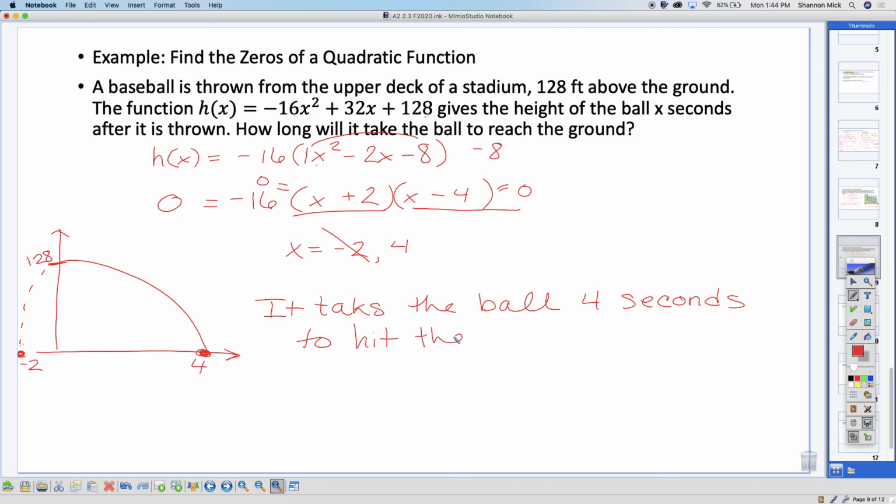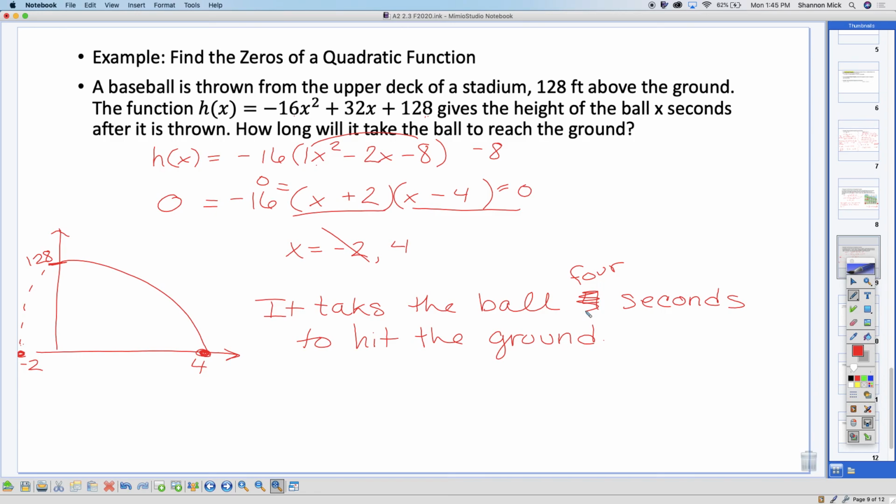Do you have to write this out in a complete sentence? Yes. And technically I shouldn't even put 4. I should write the word. You guys know the rule on writing out words? It's under 10, right? 10 and under, you write the word. Okay. It takes the ball 4 seconds to hit the ground.